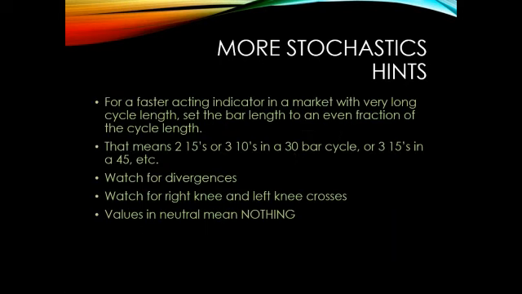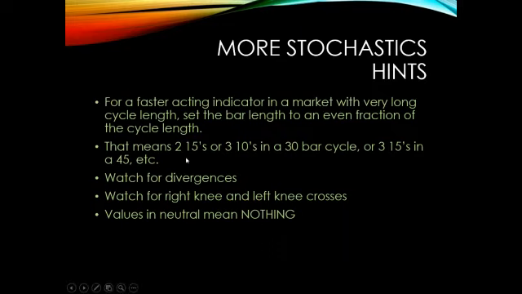Now, a couple more hints. 27 weeks is a long time in a lot of markets. And if they're 2 to 3 weeks to turn, that can cost you a lot of money sometimes. For a faster acting indicator in a market with a very long cycle length, and I would consider 27 weeks to be pretty long, set the bar length to an even fraction of that cycle length, so that the sub lengths, the smaller ones, will still end up in the same major spots as before.